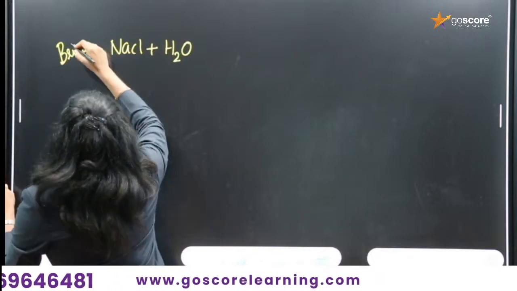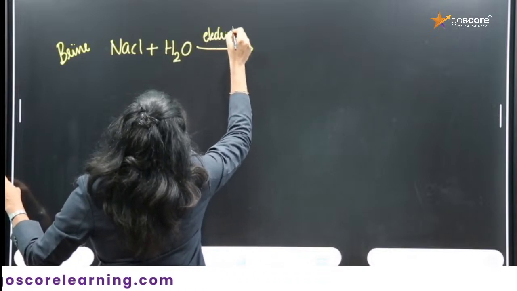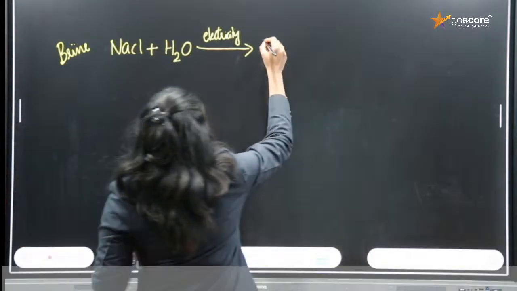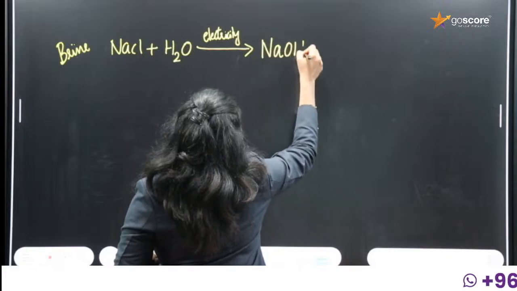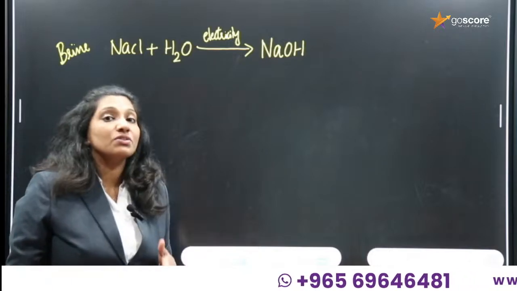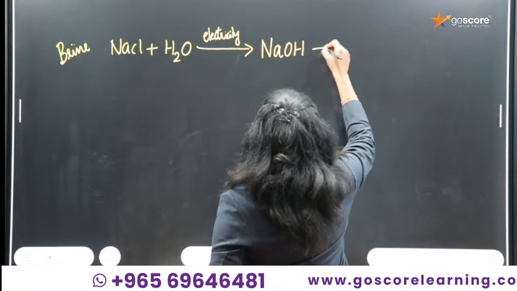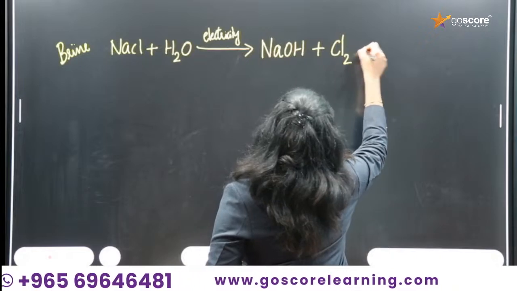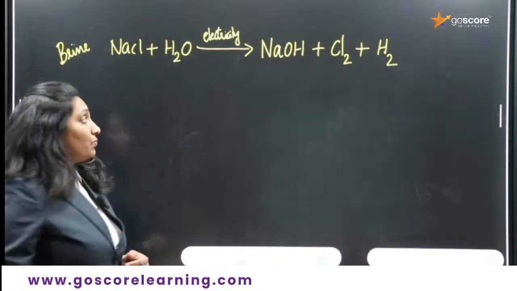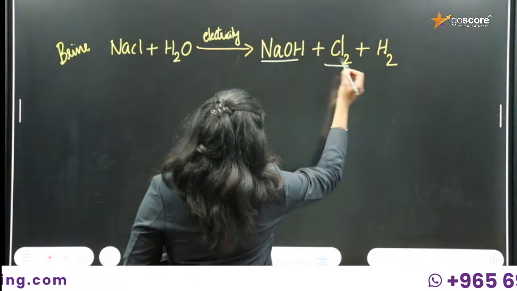Right? When you are passing electricity through the brine water, you will be getting sodium hydroxide, which is a water soluble base, and the water soluble bases are called alkali. So you are getting an alkali plus chlorine gas plus hydrogen gas will be formed, right? So in this reaction, you are getting an alkali and chlorine gas.